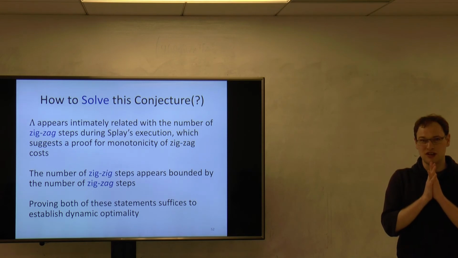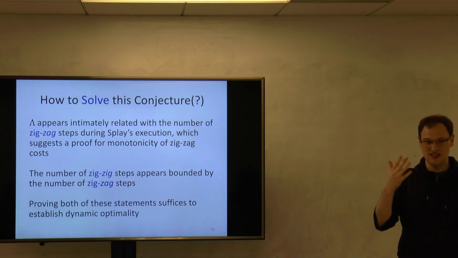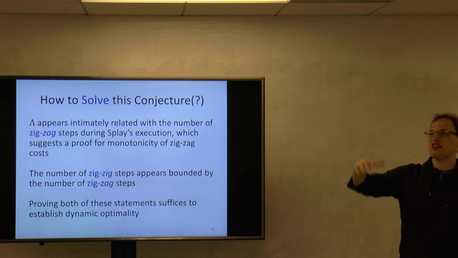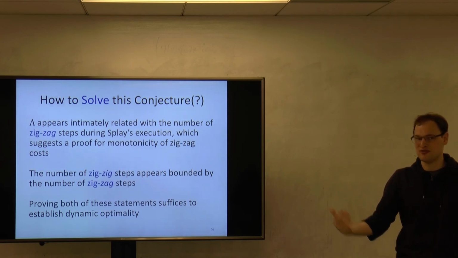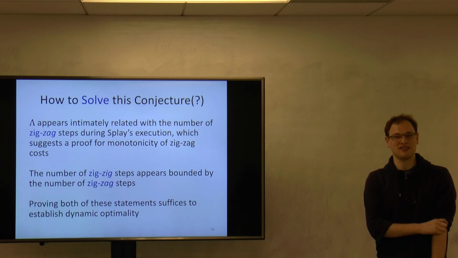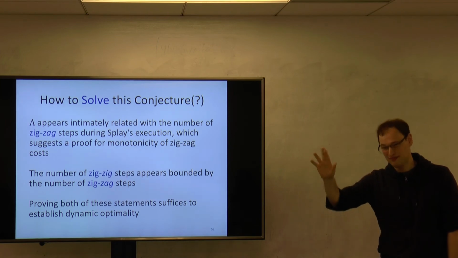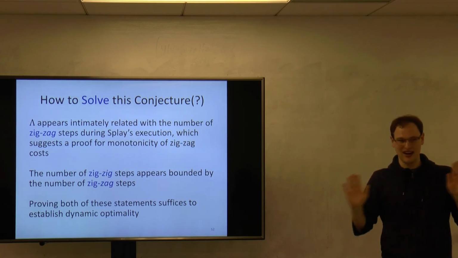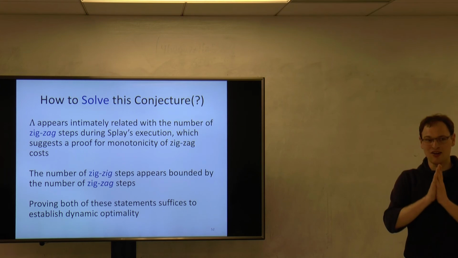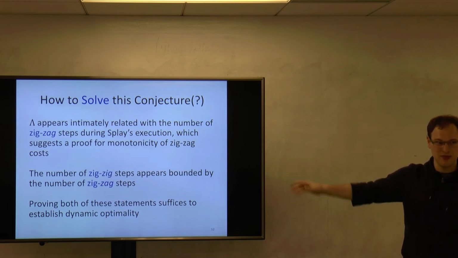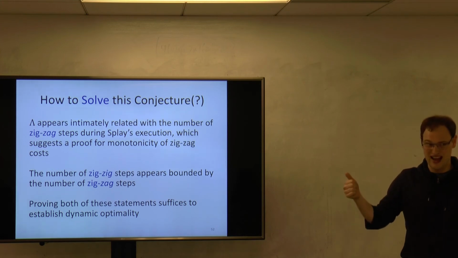And my suspicion is that the proof of the lower bound being monotone can be used as a template for showing the number of zigzag steps executed by Splay is a monotone function, with an asterisk there. And then also numerically, and for other reasons, the number of zigzags should be upper bounded by the number of zigzags.